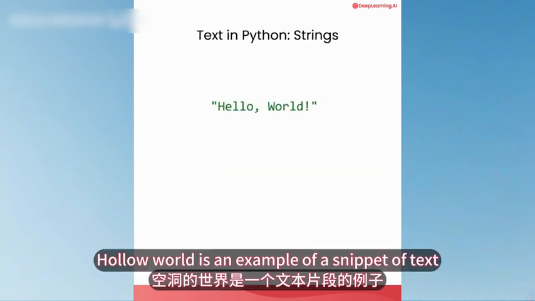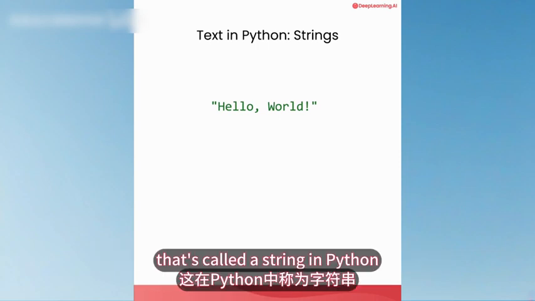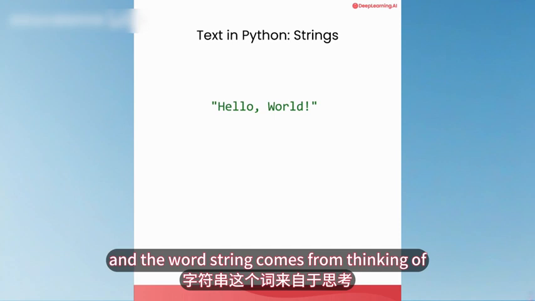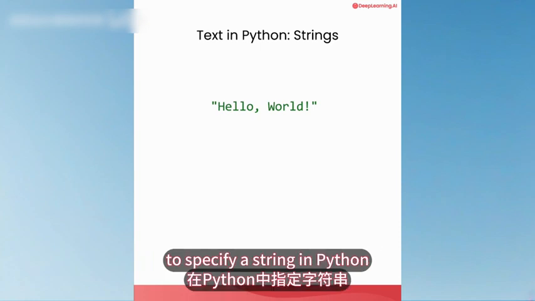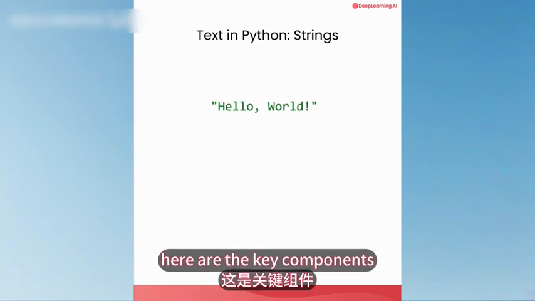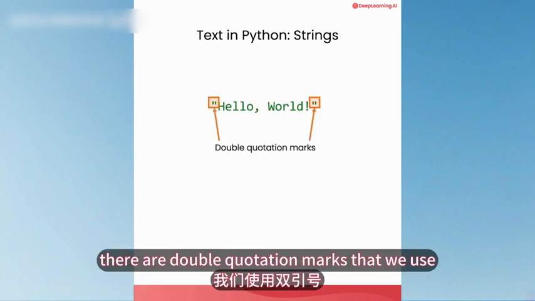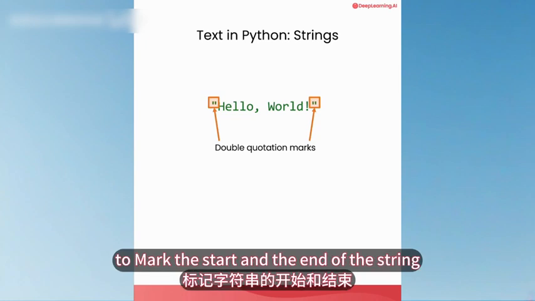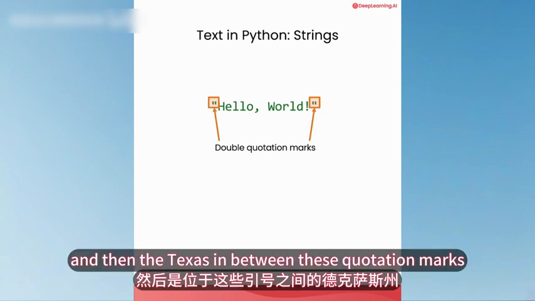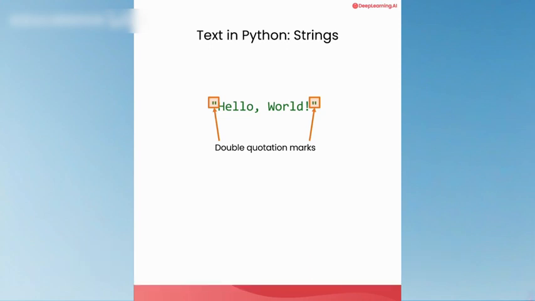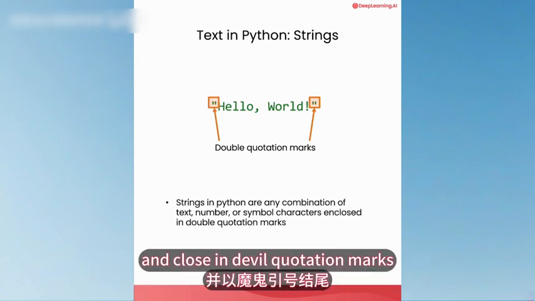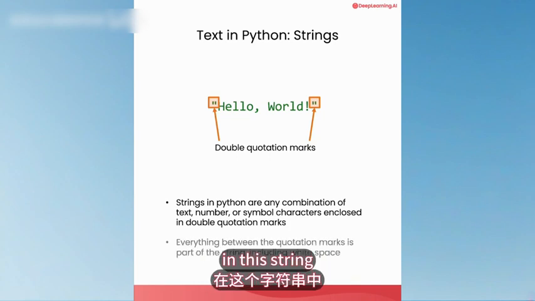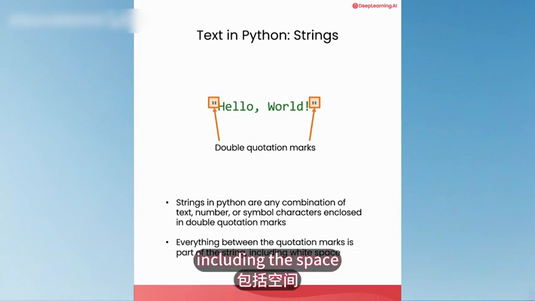Let's start with text. "Hello World" is an example of a snippet of text that's called a string in Python. And the word string comes from thinking of "Hello World" as a string of letters. To specify a string in Python, here are the key components. There are double quotation marks that we use to mark the start and the end of the string, and then the text is in between these quotation marks. Technically, strings in Python are any combination of text, number, or symbol characters enclosed in double quotation marks. In this string, everything between the quotation marks is part of the string, including the space.